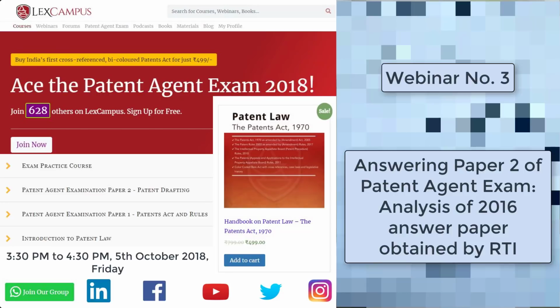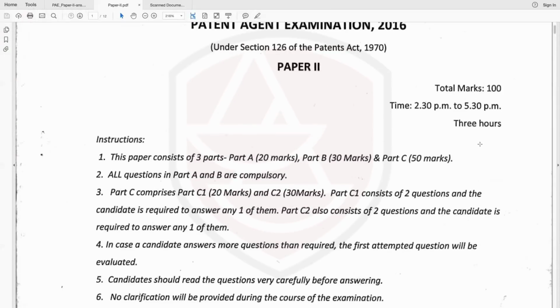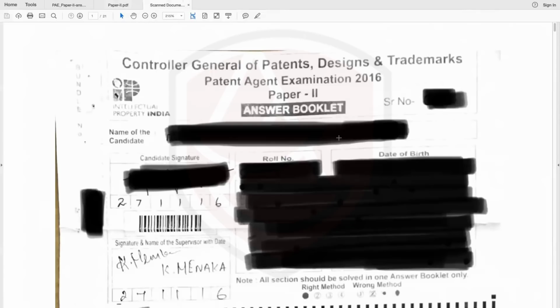Good afternoon. Let me quickly tell you the background for this session. We had access to what you can see in front of your screen now. This is the question paper, as you can see. We got access to a document from one of our students who had taken the exam.